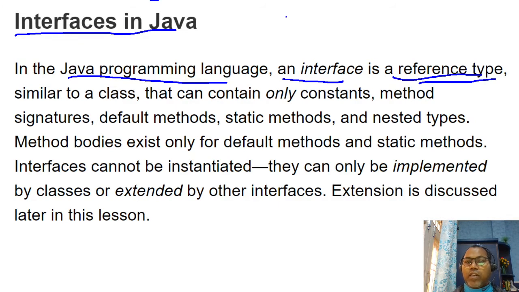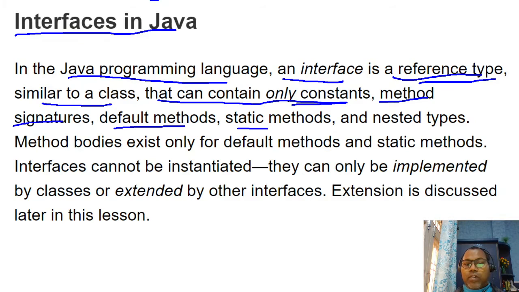It is not a user-defined data type; it's a reference type, similar to a class, that can contain constants. In an interface, what can you define? You can define constants, method signatures without a body, default methods, static methods, and nested types, meaning an interface inside an interface. So the first thing: an interface in Java is a reference type.